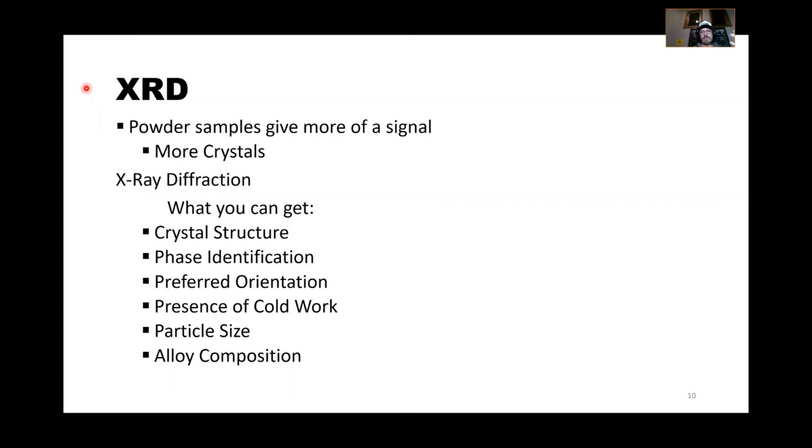All right, so XRD, X-ray diffraction. The powder samples give more of a signal, and so some people swear by taking a solid specimen, crunching it up, and then analyzing it that way because you get more crystals. You can get a lot from X-ray diffraction: an idea of crystal structure, phase identification, preferred orientation, the presence of cold work, particle size, and alloy composition. And that kind of goes with phase identification. But it's a little bit more than that for alloy composition, and I'll talk about that in a little bit more detail.